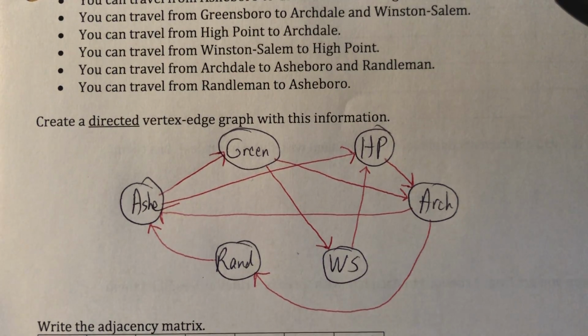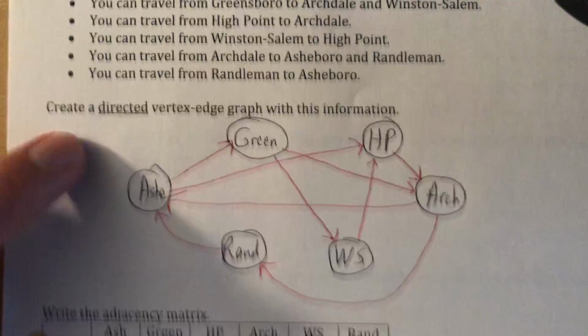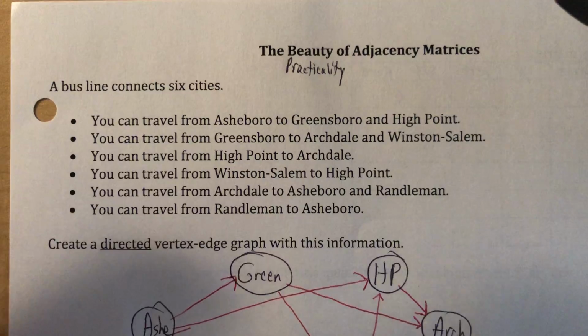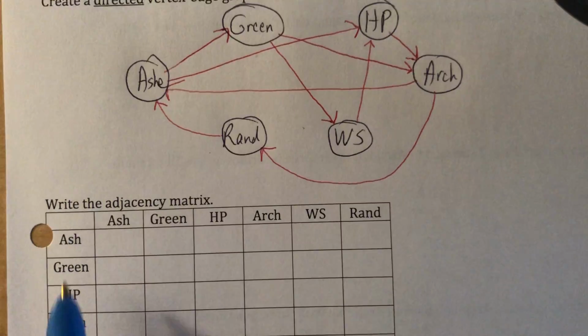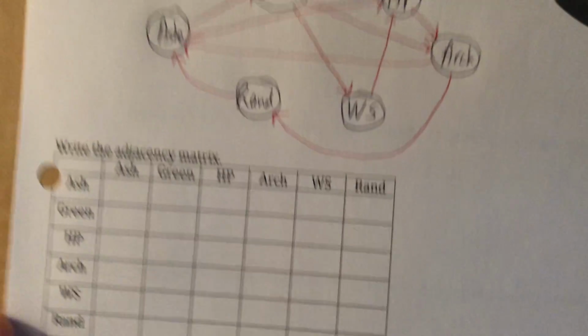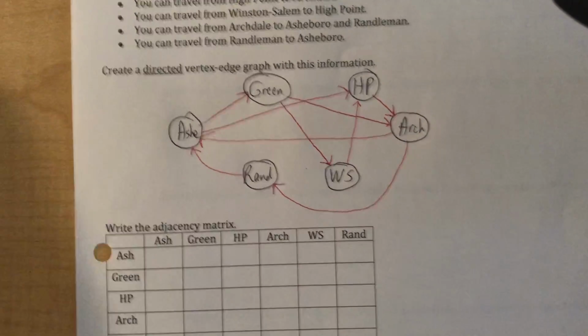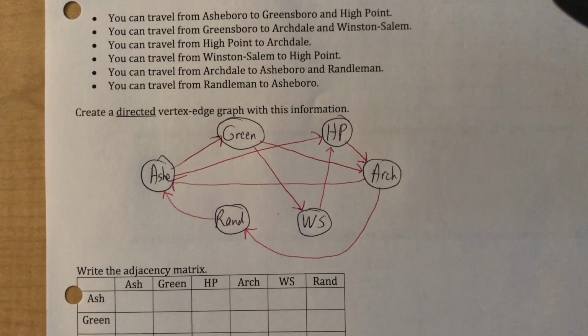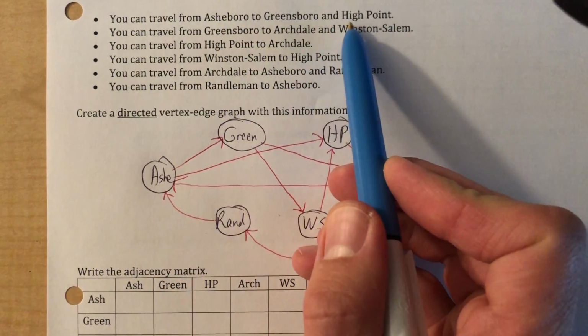So we need to write the adjacency matrix. And we can do that from the vertex edge graph. We could also do it from the words that we have here. Either way is good. So we go from the row to the column. Let me zoom out just a little bit, raise this camera up. And here goes.